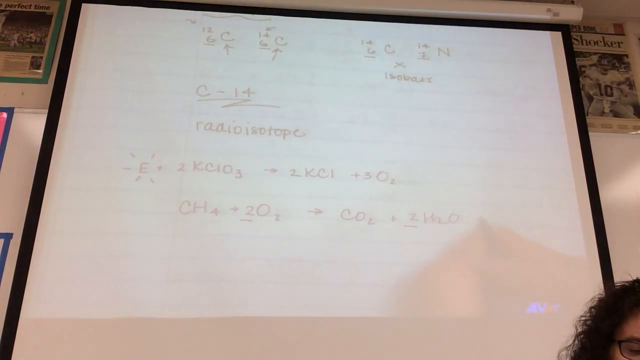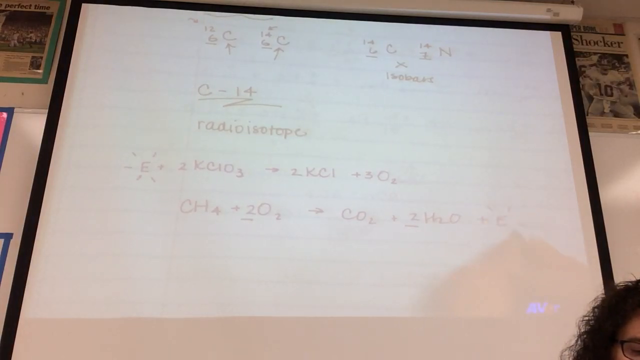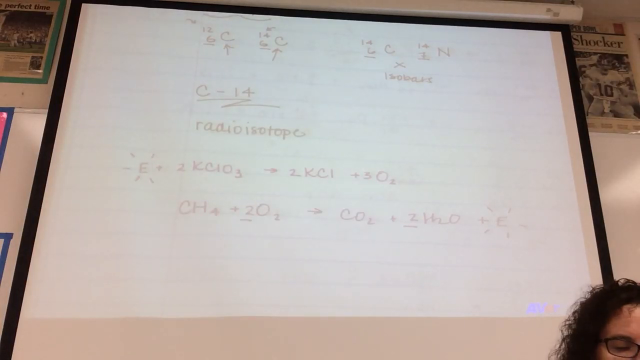So here you'd have the energy term here. Relatively small changes in energy in chemical reactions, very large in nuclear.